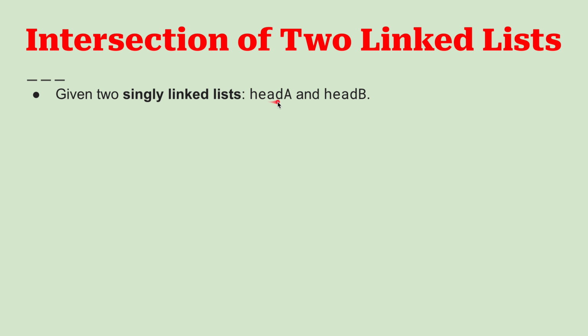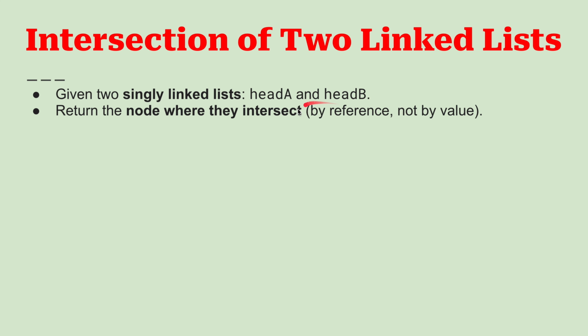like we have been given head A and head B for the two linked lists, right? And we have to return where they intersect by reference, not by the value. This reference is the actual node reference, right? So we don't care about the value, we care about the reference, okay?